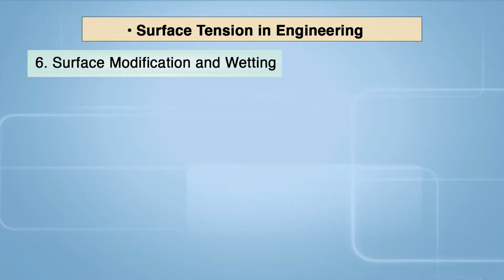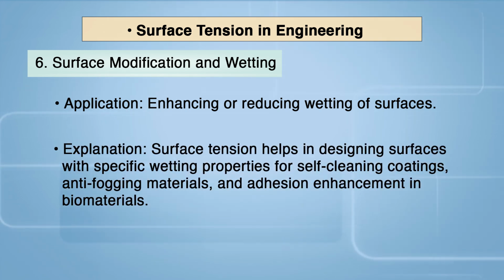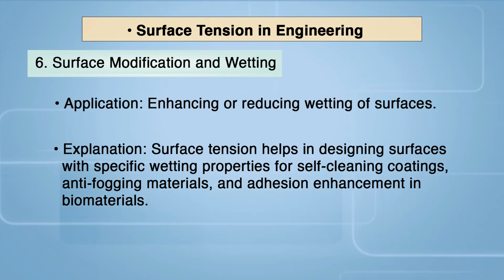These optical components can be magnified with the help of concepts based on surface tension. In surface modification and wetting, enhancing or reducing wetting of surfaces, surface tension helps in designing surfaces with specific wetting properties, such as self-cleaning coatings, anti-fogging materials and adhesion enhancement in biomaterials.